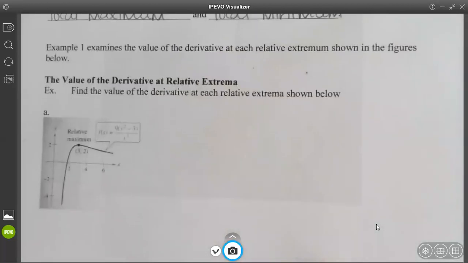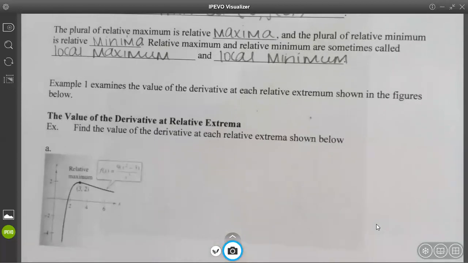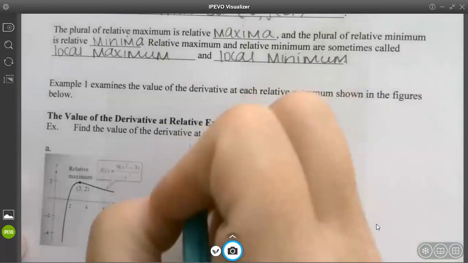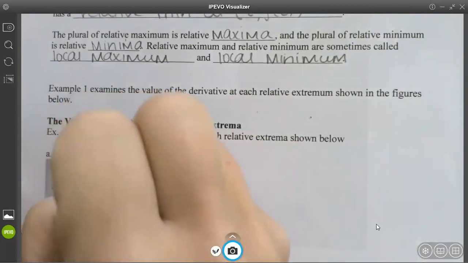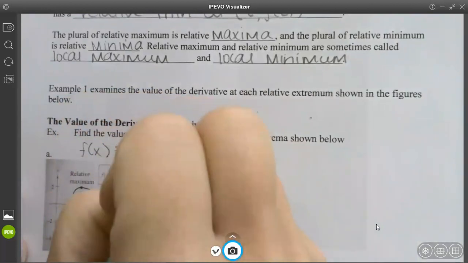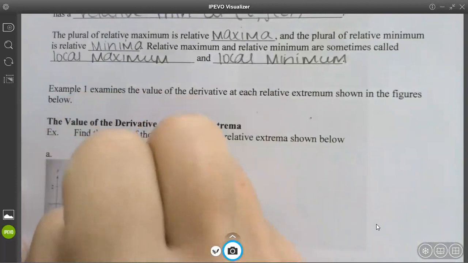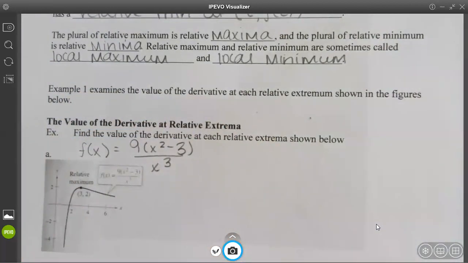All right. Look at the very first one. Find the value of the derivative at each relative extrema shown below. So our equation, if you can't see it, is 9 times (x squared minus 3) over x to the third. I need to find the derivative. How do I do that?